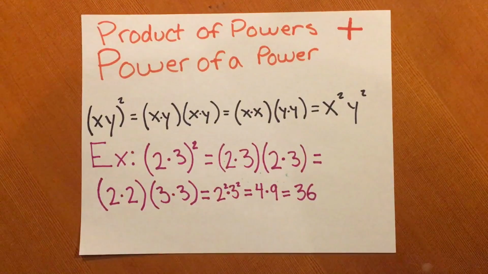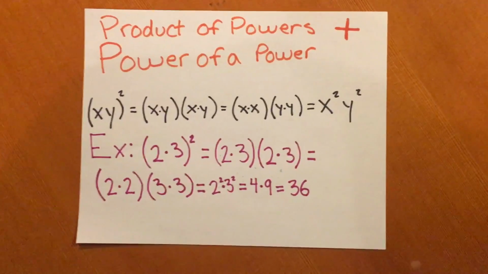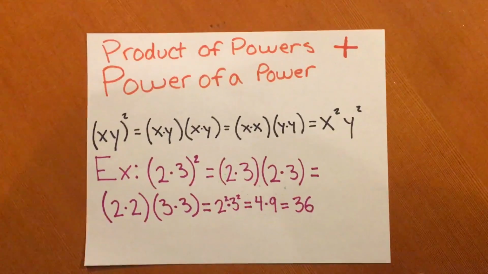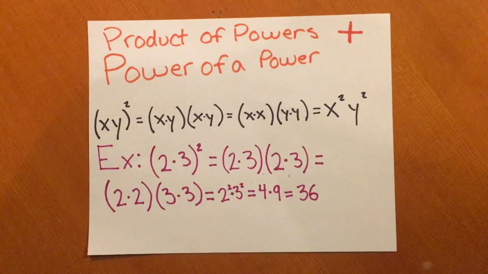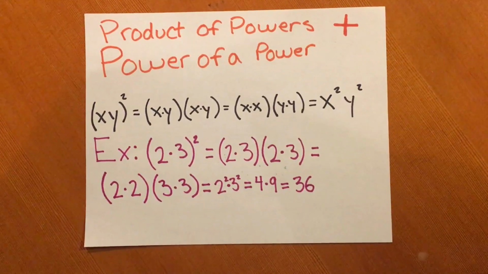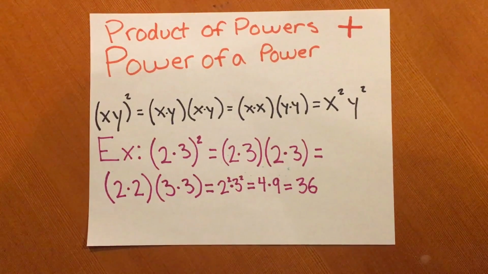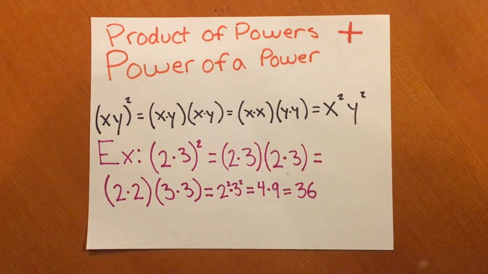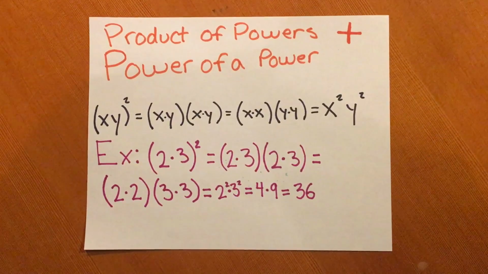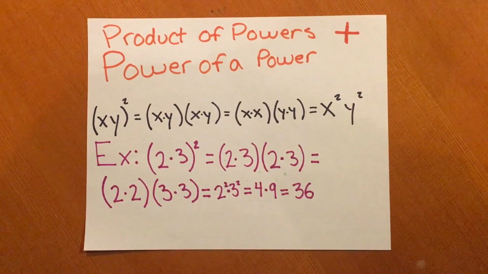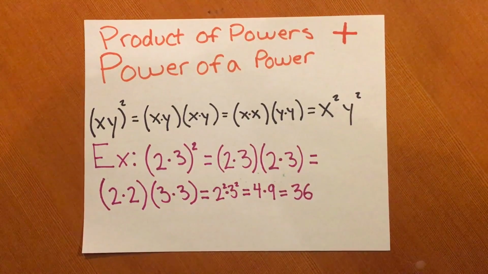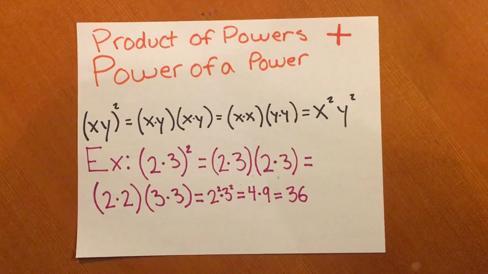An example we have with real numbers is 2 times 3 to the power of 2, which is the same as 2 times 3, all that times 2 times 3, which is equal to 2 times 2 multiplied by 3 times 3, which is the same as 2 raised to the power of 2 times 3 to the power of 2, which equals 4 times 9, which ultimately equals 36.